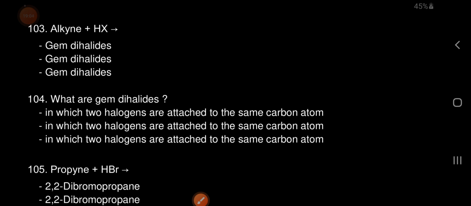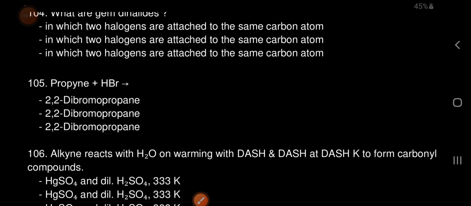Gem dihalides are those in which 2 halogens are attached to the same carbon atom. Propane plus HBr gives 2, 2 dibromopropane.